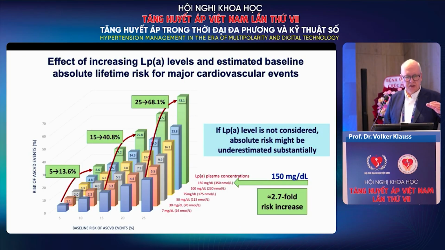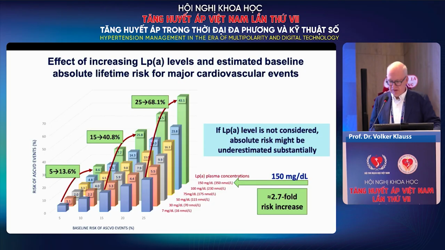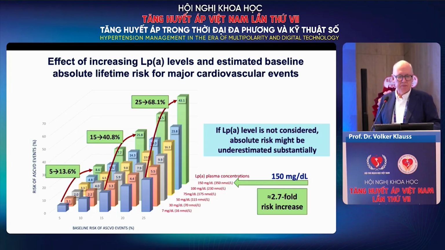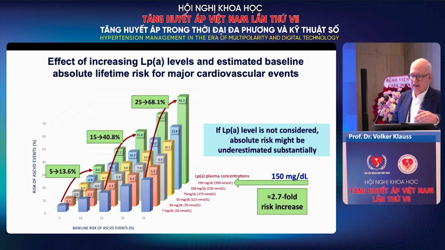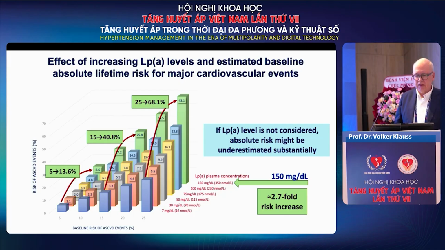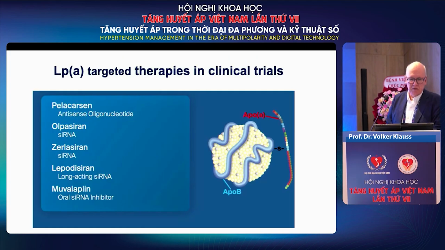And importantly, it shows here the effect of increasing LPA levels and estimated baseline absolute lifetime risk for MACEs, for example. If you have a baseline risk of about 5% and the LPA is very high, then it turns to a total risk of about 14% and so on. So a very high LPA level increases the risk for cardiovascular disease about 3 times. So it's very important to know that.